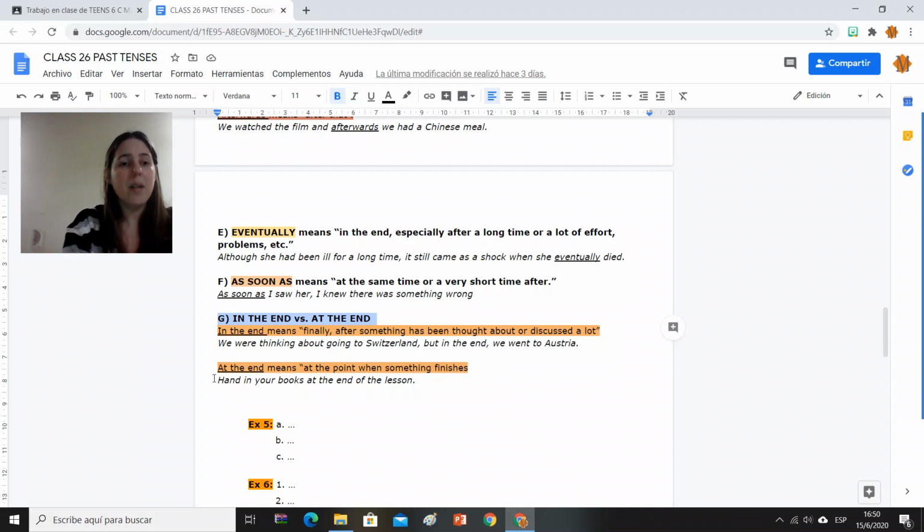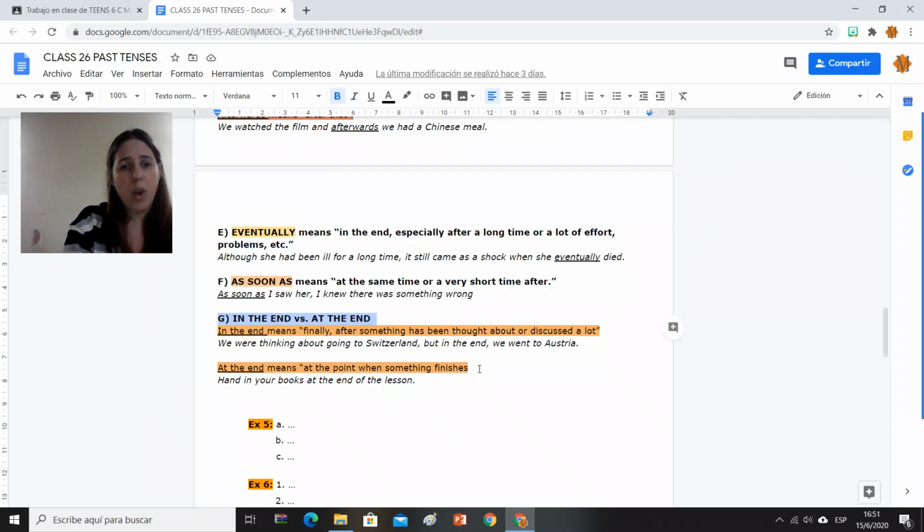Y at the end means at the point when something finishes. Handing your books at the end of the lesson. Significa al final de esto, at the end of the book, al final del libro. ¿Sí? No quiere decir que es finalmente como consecuencia de algo, sino que significa el final de esto. ¿Sí? El final del libro, el final de la clase. At the end of the class, you have a glossary.